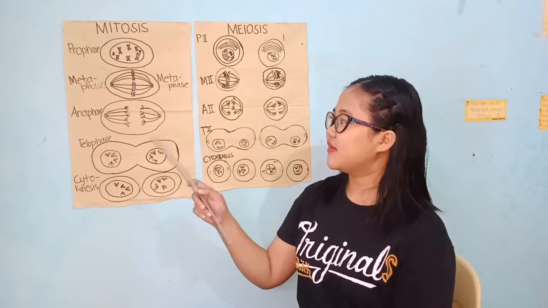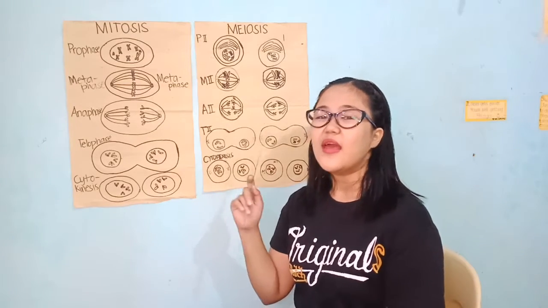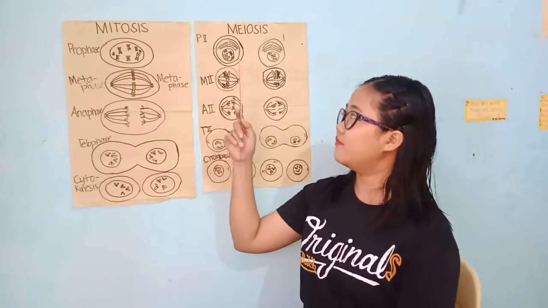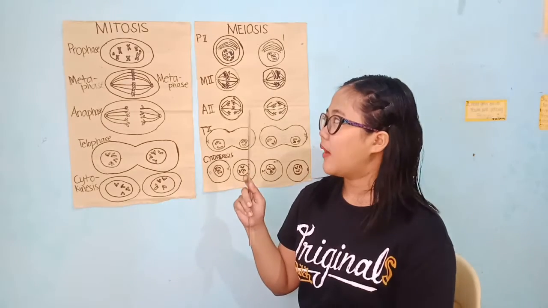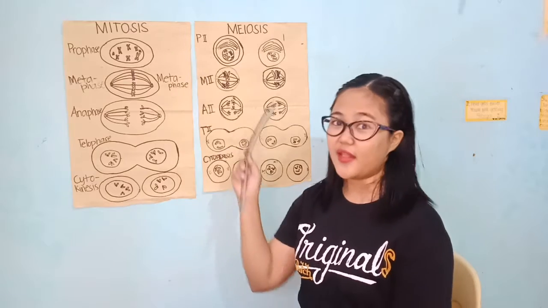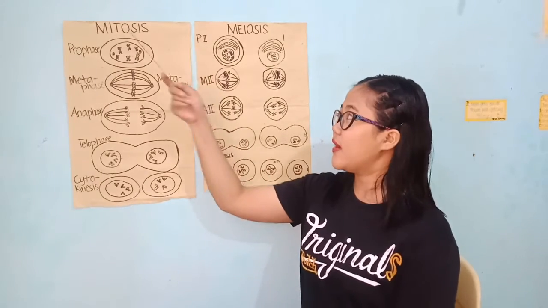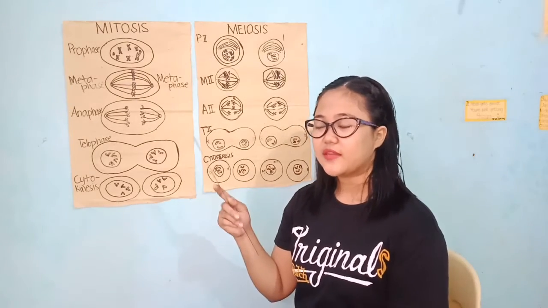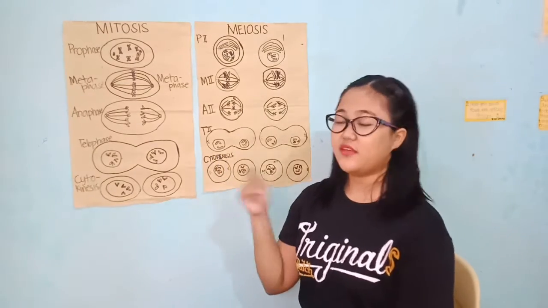Firstly, mitosis and meiosis both have interphase. Interphase is part of both mitosis and meiosis. Interphase is the preparation of the cell to reproduce. So interphase comes before the reproduction happens. It's preparing the genetic material for this to happen.